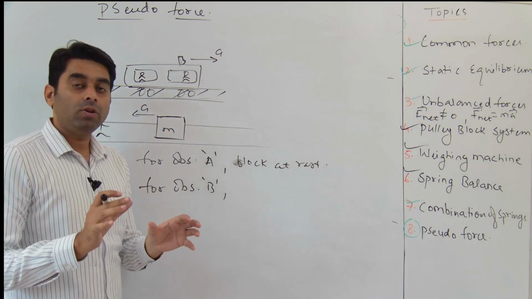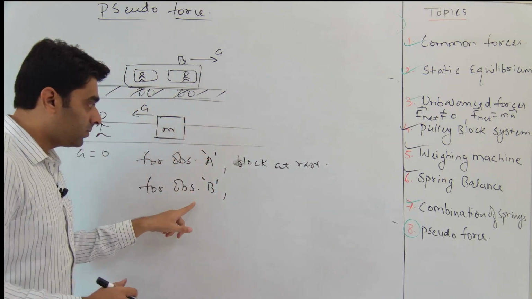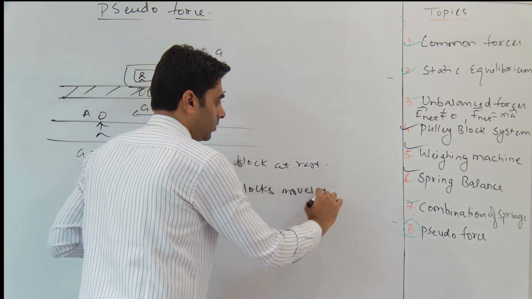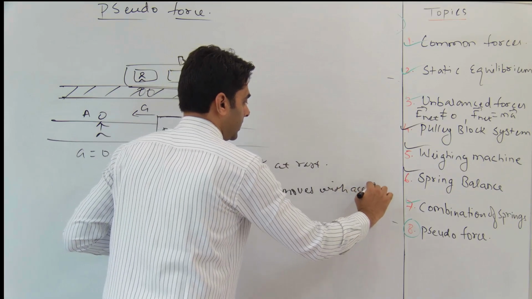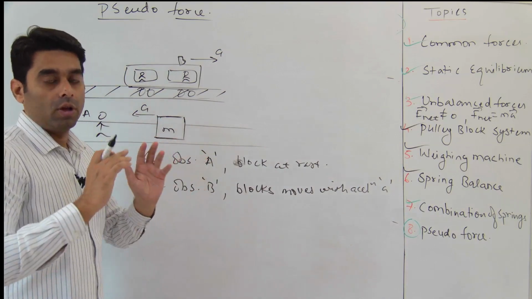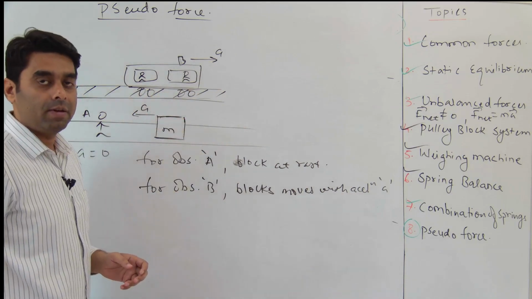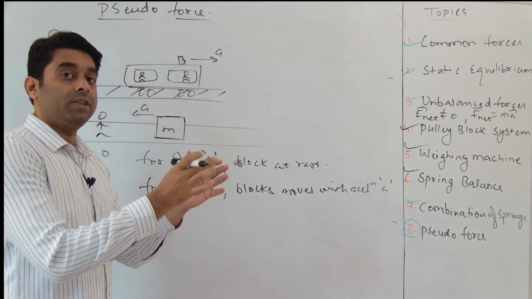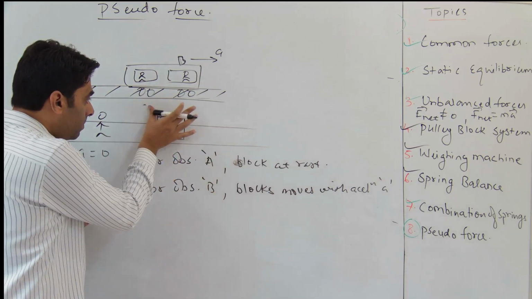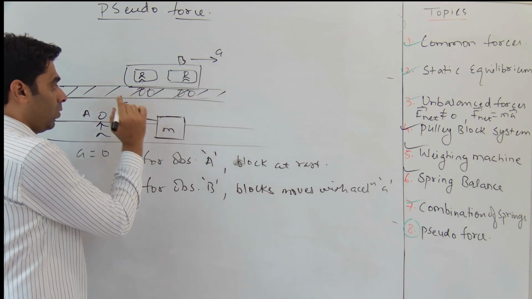Right? Now, as we know that without force, acceleration cannot be there. So for observer B, the block moves with acceleration A in backward direction. And because with respect to this B, there is an acceleration in backward direction, therefore, to satisfy the condition of Newton's second law, that is F net equals ma, we bring a force over here, F pseudo.